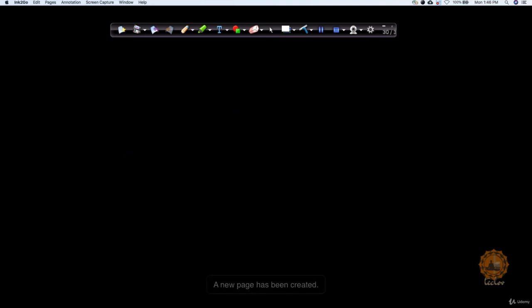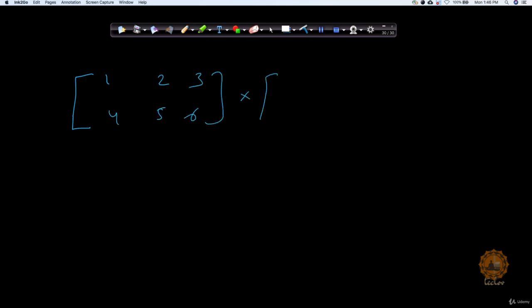But let's look at another example where I have data like 1, 2, 3, 4, 5, 6 multiplied by 1, 2, 3, 4, 5, 6. Now in this case the dimension of this matrix is 2 cross 3 and this is also 2 cross 3. Now 3 is not equal to this 2, so this multiplication is not possible.